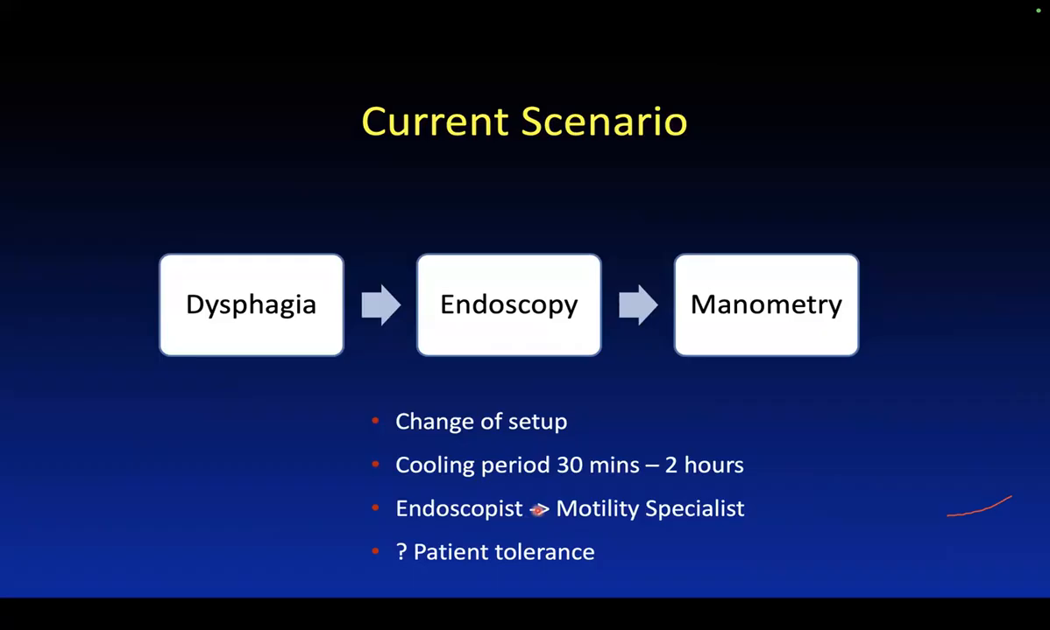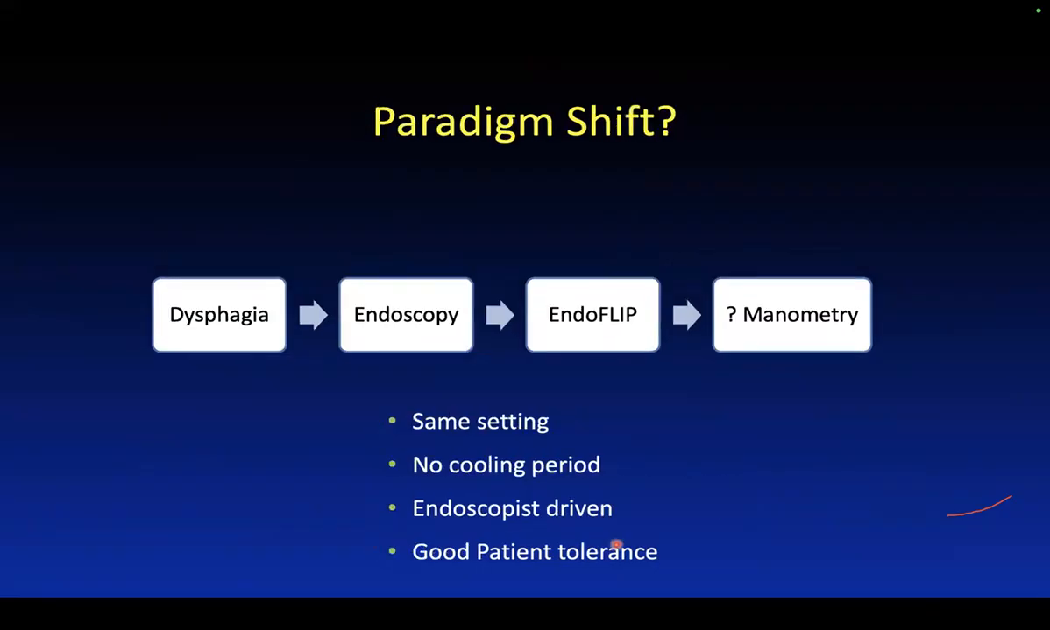So probably there are two people involved, the endoscopist separately and the motility specialist separately. And patient tolerance also becomes an issue in a few of these cases. So can there be a shift in future? There might. You can bring EndoFLIP in between, right?